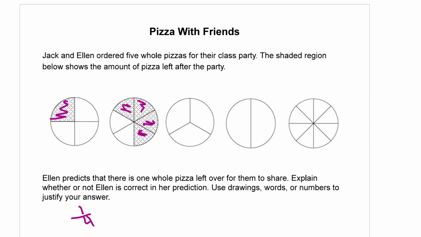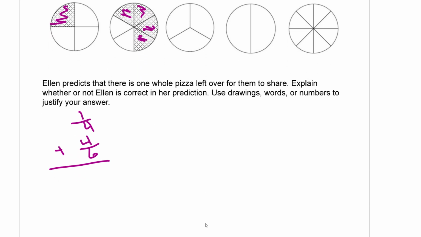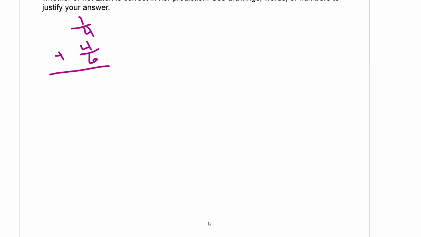Over here I have 1, 2, 3, 4, 5, 6. So I have 4/6 of a pizza. And yes, you could simplify that. But what you need to do is add those together. Do I have a whole pizza? So I'm going to leave you to that because I really think that you can do this. It's easy cheesy. So I'm going to let you do that one.